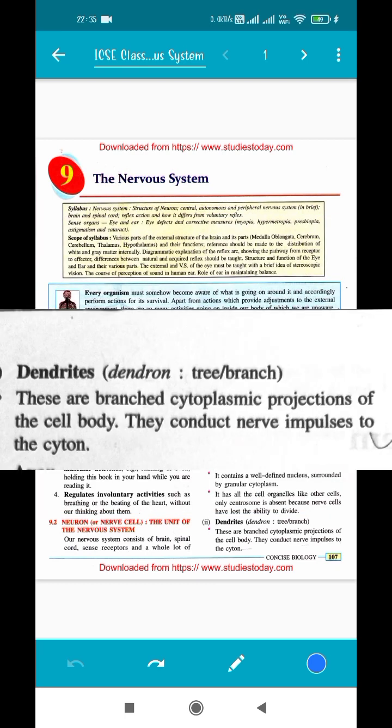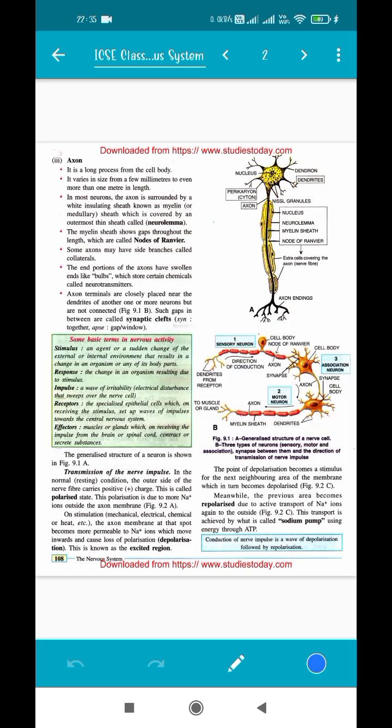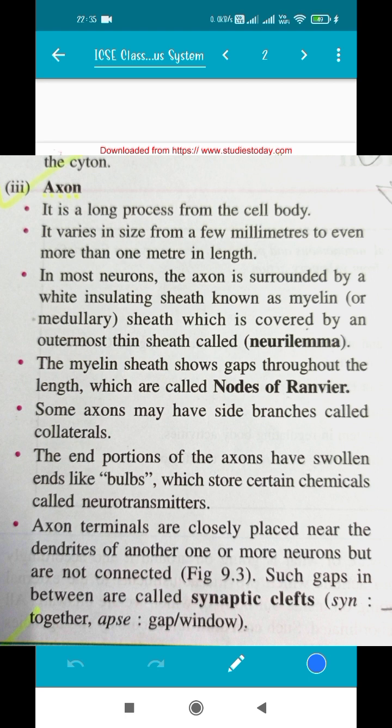Next, we talk about those small branches which I told you about, dendrites. These are branched cytoplasmic projections of the cell body. They conduct nerve impulses to the cyton. So, they are actually responsible for bringing information to the nerve cell, to the main body of the nerve cell. Next is the axon, which is the long thread-like structure, like I told you. In most neurons, the axon is surrounded by a white insulating sheath. Insulating in the sense that it protects the nerve cell from any sort of damage. It also provides a sort of insulation, a covering. It is known as the myelin sheath.